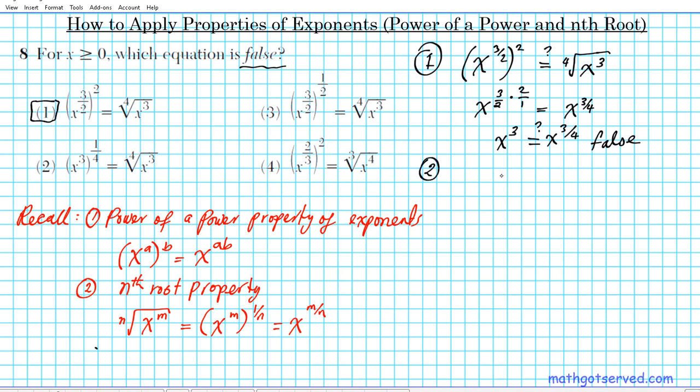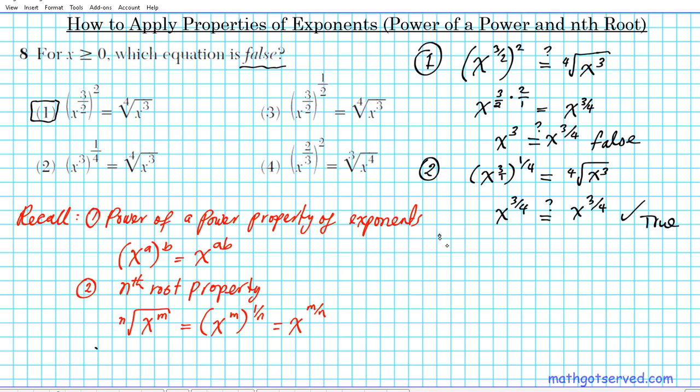Okay, let's just do the others to show you that they are true and to review the use of these properties. Option 2: x to the 3 raised to the 1/4 equals the fourth root of x to the third. On the left side, we use the power of a power property, just multiply the powers. This is 3 over 1. When you multiply 3 over 1 times 1 over 4, you have 3 over 4. On the right side, nth root property, x to the 3 over 4. Are they the same? Yes, that's true.